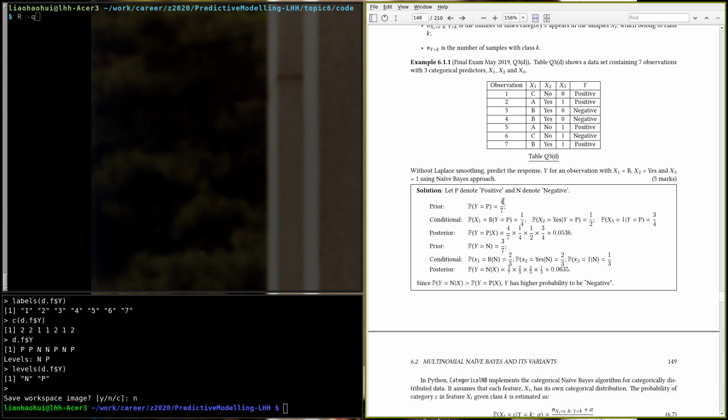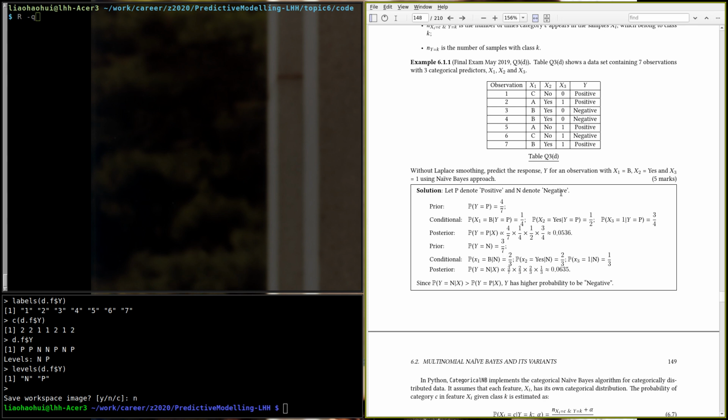The way to do it is, first we find the prior distribution. For y, we let p be positive and n be negative. Let's look at the positive case. We have 7 rows, and only 4 are positive. You can just count the number of positives. So the prior probability for y equals positive is 4/7. Similarly, for the negative case it is 3/7.